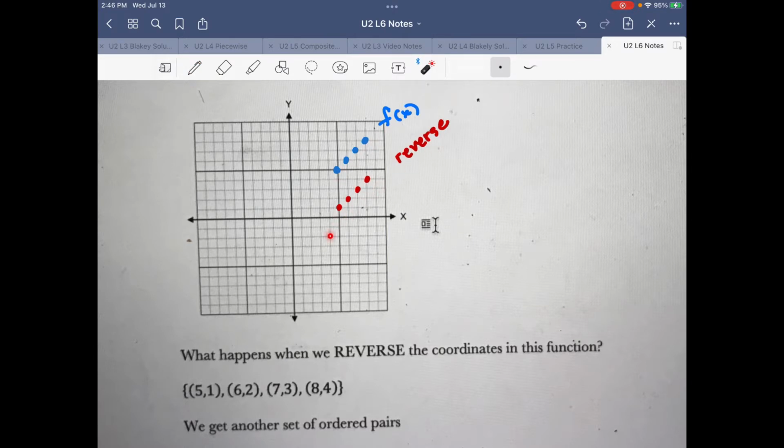The original set of ordered pairs is a function, because if I were to draw a line right here, and a line right here, my original would be a function because it would pass the vertical line test, where I only hit one point at a time. And my new one would also be a function because it would pass the vertical line test. So they're both functions, but instead of calling it reverse, we're going to use a term called inverse.